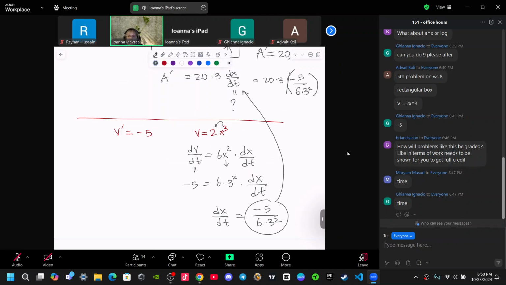And now you need the units. But the units are given to you in dA/dt. The units are the A units over the T units. A's area, so it's the length squared, whatever the length is. Length was in what? I don't know, feet, meters? Oh, it's meters. Okay, fine. So this is going to be meters squared over hours.